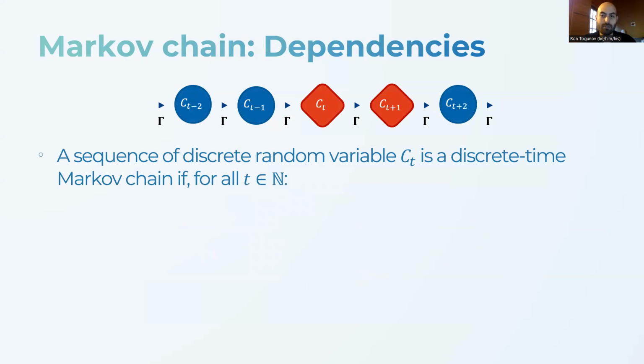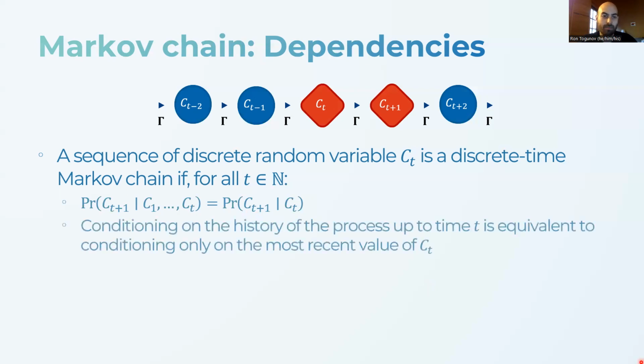We can say that a sequence of discrete random variables C_t is a discrete time Markov chain if for all time steps, the probability of a component at time t plus 1 conditioned on the entire history of components from t1 to t is equal to the probability of component t plus 1 conditioned only on the component at time t. In other words, conditioning on the entire history of the process up until time t is equivalent to conditioning only on the most recent value of C_t, such that the probability of being in a state at one time depends only on the state you were in the previous time step.